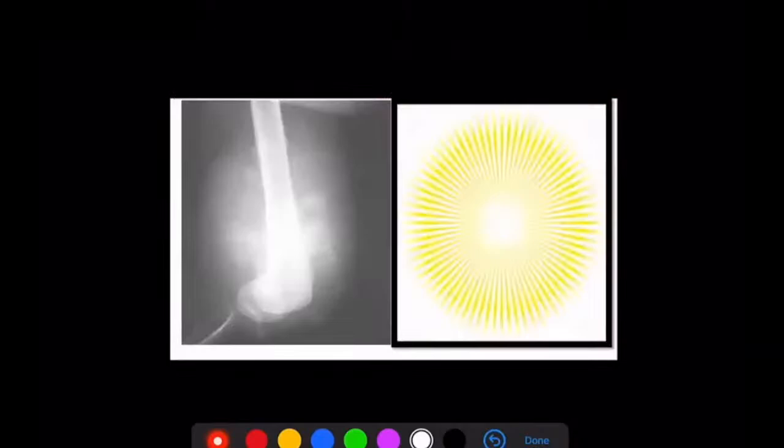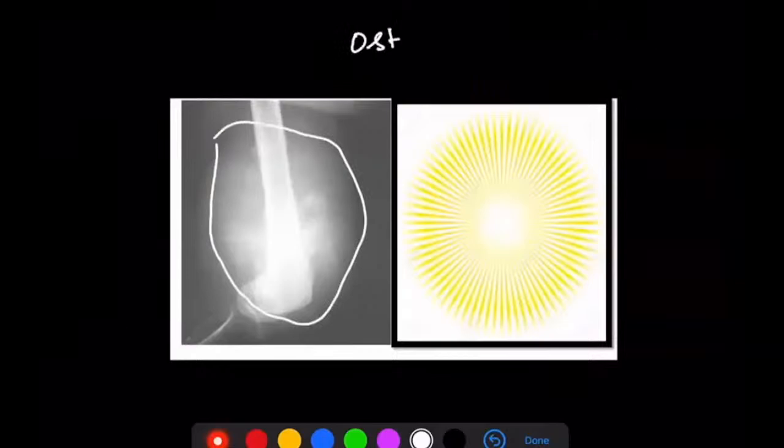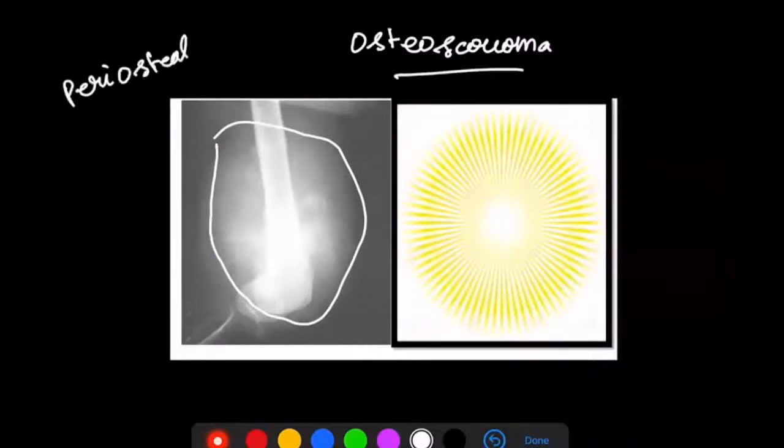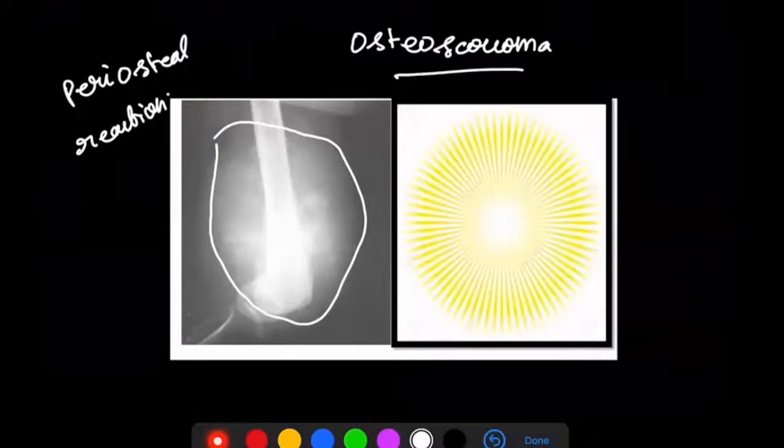Sunburst appearance, osteosarcoma. And why is there this sunburst appearance or sunshine appearance? Because of what reason? They have asked this question in FMGE. Because of the periosteal reaction that is happening. So in osteosarcoma, the periosteal reaction causes the sunburst or sunray appearance.